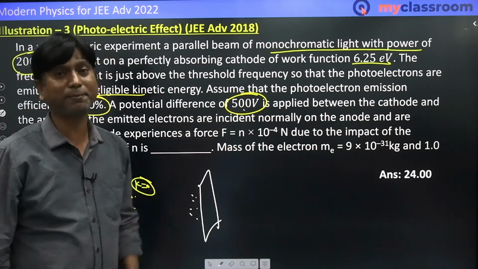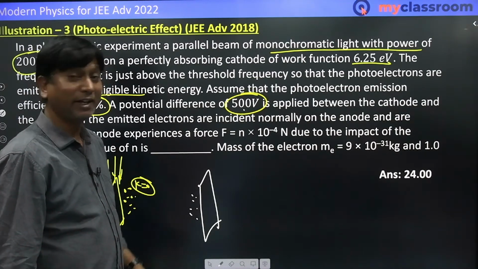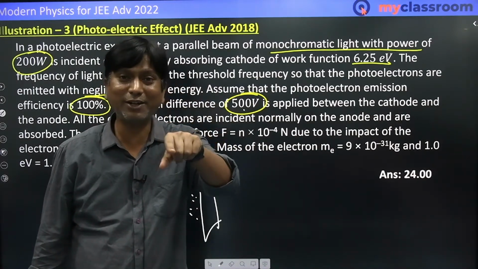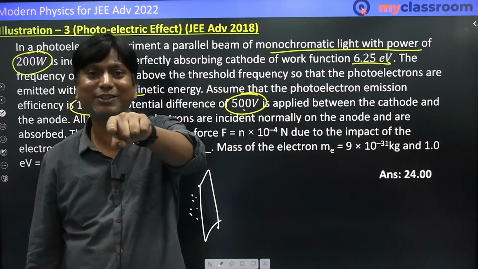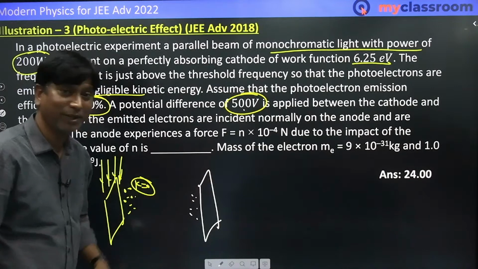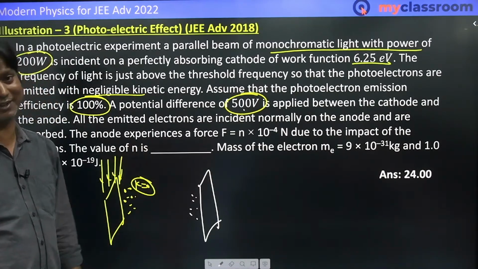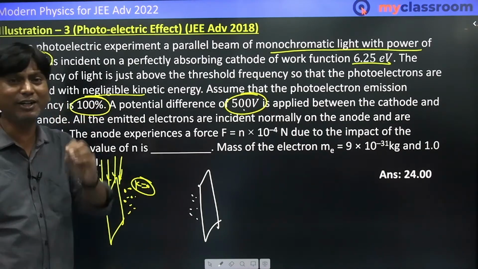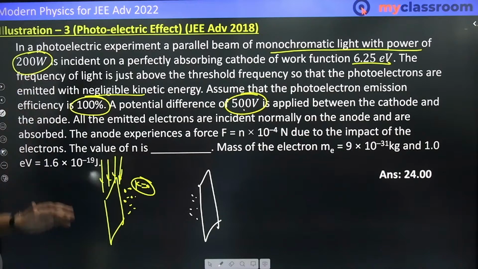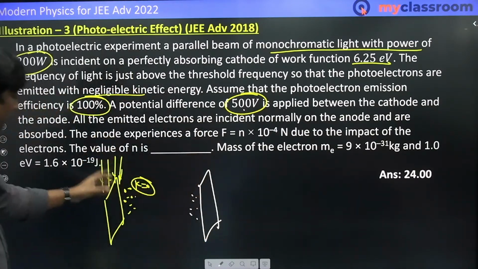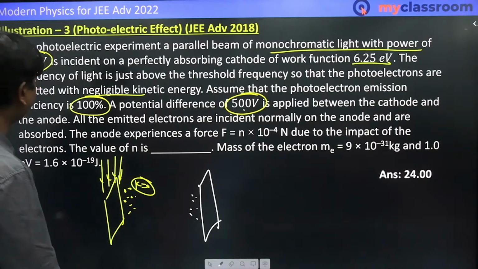So you know the momentum, right? Now again I am using the fact that force exerted is equal to the change in momentum of one electron into the number of electrons hitting per second. The number of electrons hitting per second is the number of electrons ejected per second, which is nothing but the number of photons incident per second, because photoelectric efficiency is 100%. So first we have to calculate how many photons are incident on this metal plate. And how do you calculate that?